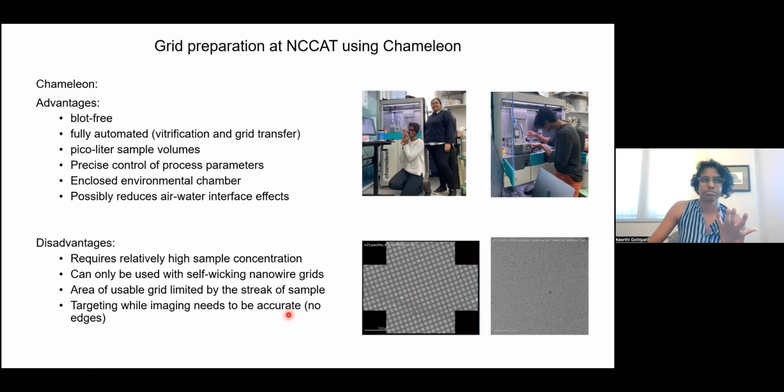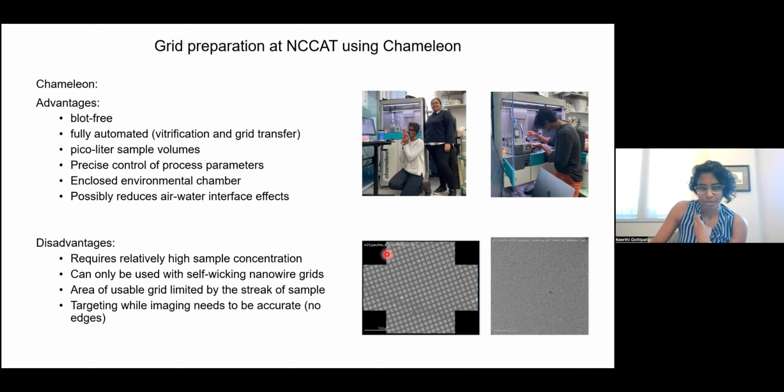So it's enough for most samples. It may not be enough depending on how good your particles are. And then you have to be very precise when targeting the sample in sections, unlike where you have copper grids where you can choose the edges of the hole. While targeting on nanowire grids, you really want to be at the center of the grid because it just creates some weird artifacts when data processing.